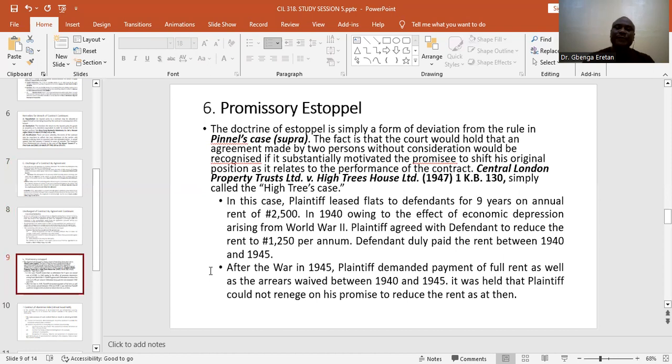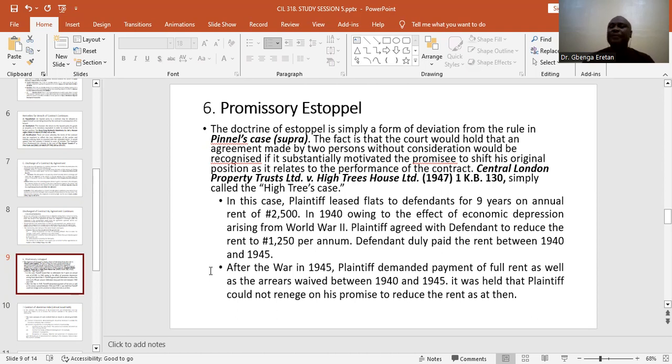This was the case that was established in Central London Property Trust Limited versus High Trees House Limited, simply referred to as the High Trees case. In this case, the plaintiff leased a flat to the defendant for 9 years at an annual rent of £2,500 in 1940. Owing to the effect of economic depression arising from World War II, the plaintiff agreed with the defendant to reduce the rent to £1,250 per annum. The defendant duly paid the rent between 1940 and 1945. After the war in 1945, the plaintiff demanded payment of the full rent as arrears waived between 1940 and 1945.